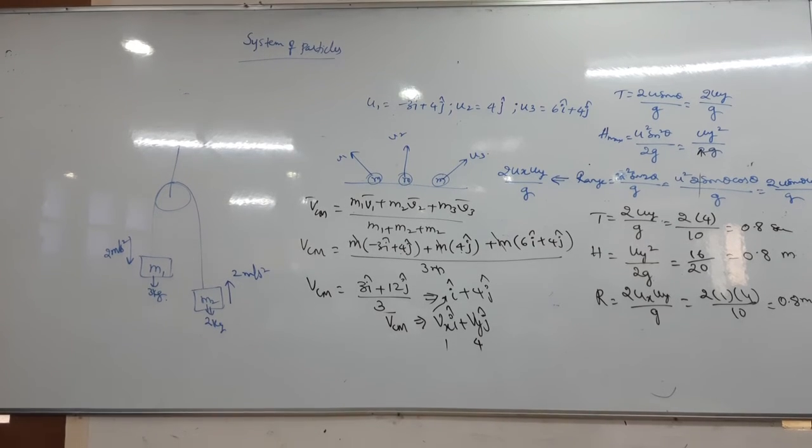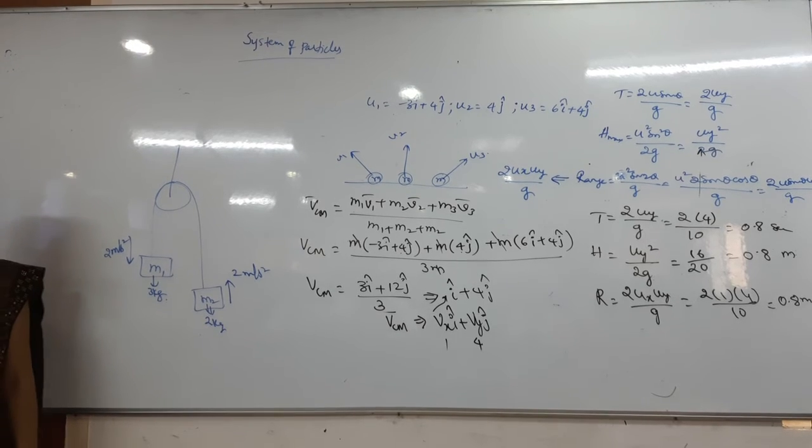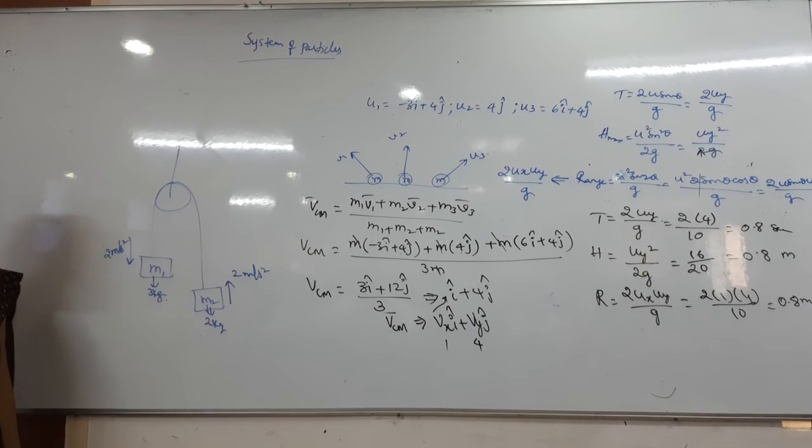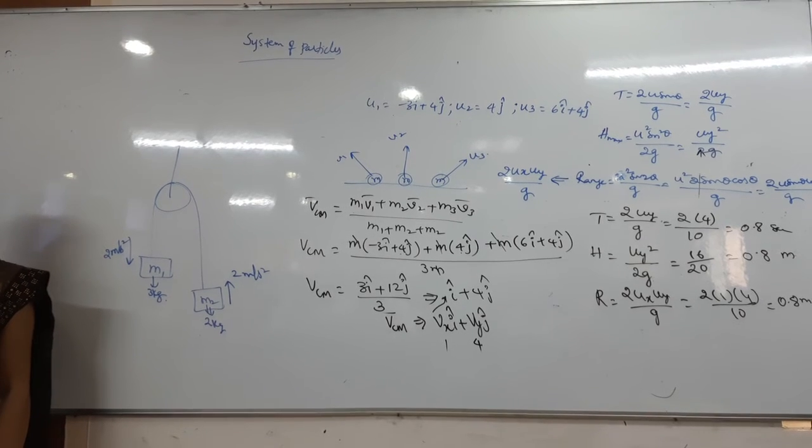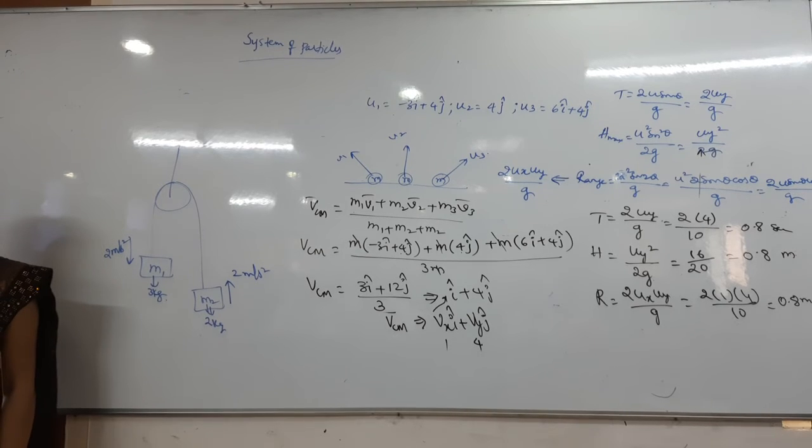If you are getting the answer as 2, you are not considering the directions. Okay, you are having the astigmatism. So 2 meters per second square is not the correct answer. 2 by 5 is the correct answer, 2 by 5 meter per second, otherwise 0.4 meter per second square. You got the answer? Pulley problem.